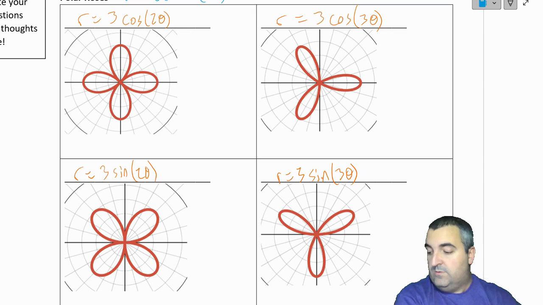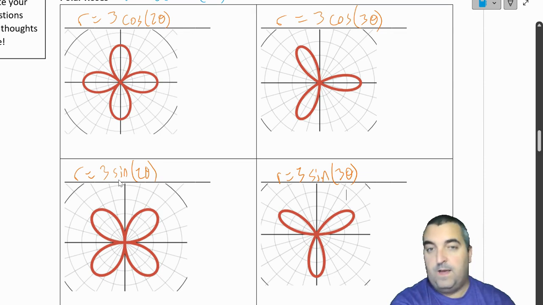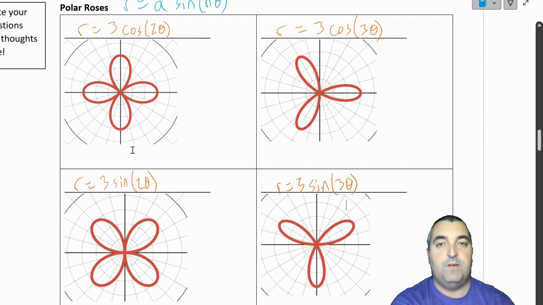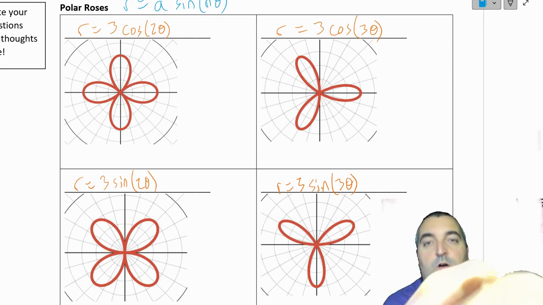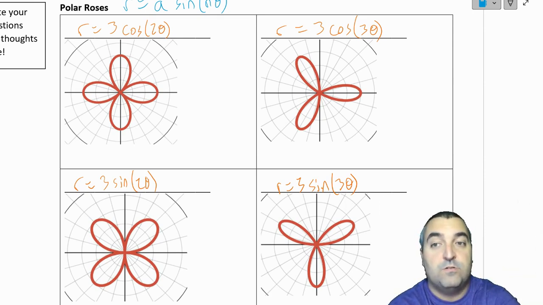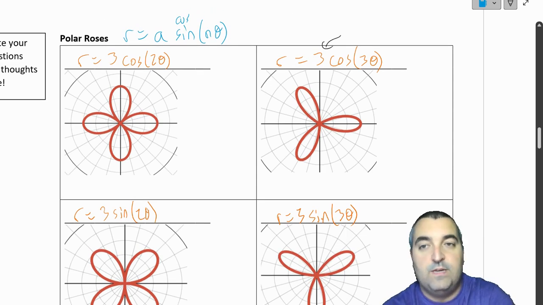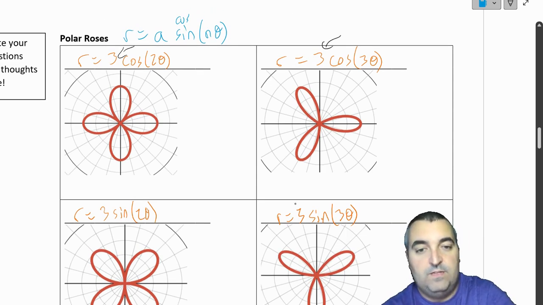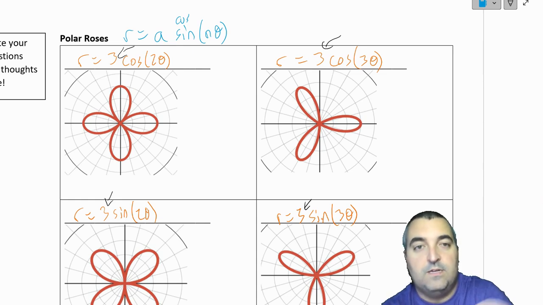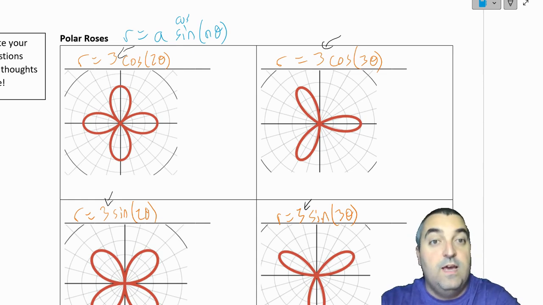All right, so what we end up looking at here, and like I said, it might be clearer with this pattern, is you'll notice they all go out to 3 circles. Well, that is actually telling you that 3, which is constant in all of them in the front, is telling us our length of the petal. And yes, we do call them petals in polar roses. So length of petal. Okay.